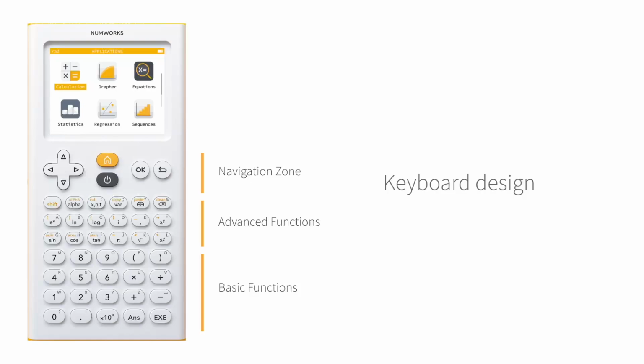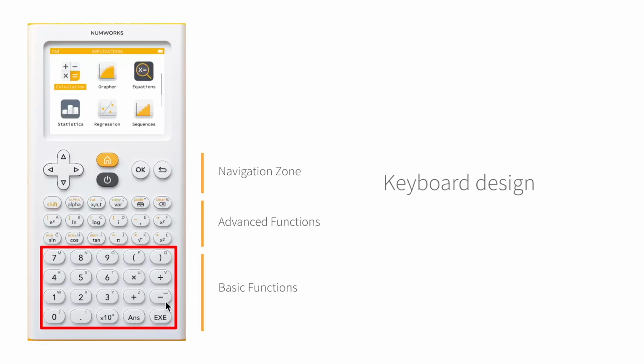To begin, let's familiarize ourselves with the keyboard on the NumWorks calculator. We'll start with the bottom section, which we refer to as the basic functions. This section includes the number pad and basic operations: multiplication, addition, division, and subtraction. It also contains the parentheses keys. The EXE button is used to execute commands, and the ANS button recalls the previous answer. Notably, the NumWorks calculator does not have a dedicated negative key. Instead, use the subtraction key to indicate a negative sign.